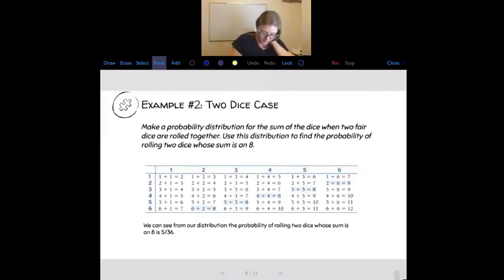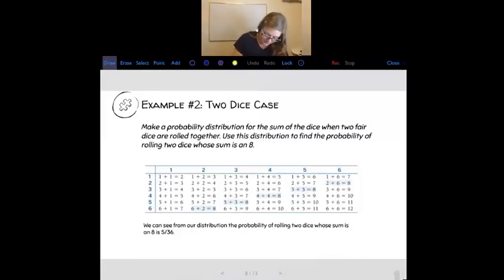If you roll a 1 and a 1, the sum would be 2. If you roll a 2 and a 1, the sum would be 3. If you roll a 3 and a 1, the sum would be 4, and so on and so forth. Step number 2 is to identify the outcomes that represent the same event. Here I've highlighted the outcomes that represent rolling 2 dice whose sum is 8. There are 1, 2, 3, 4, 5 ways that can happen. So the probability of rolling an 8 is 5 out of 36 total. We can continue to do this.